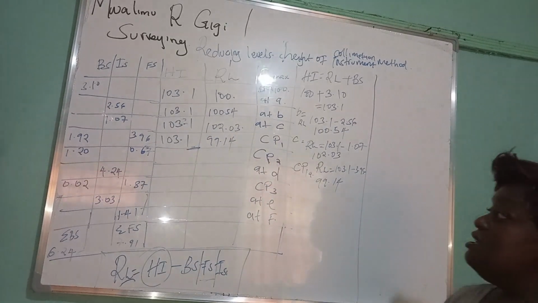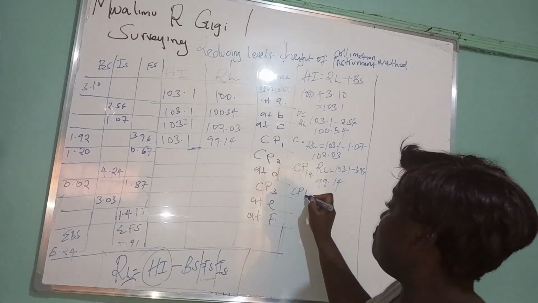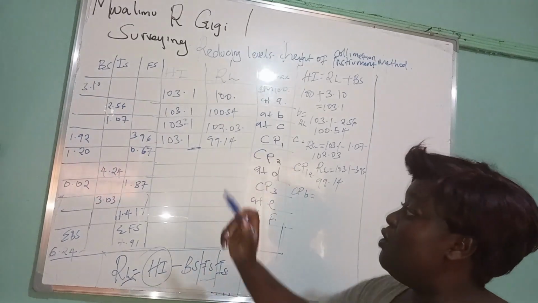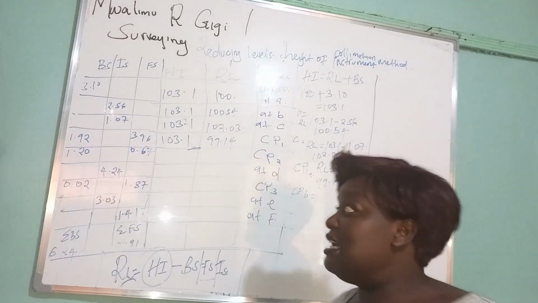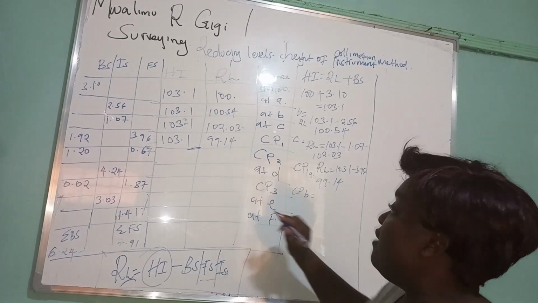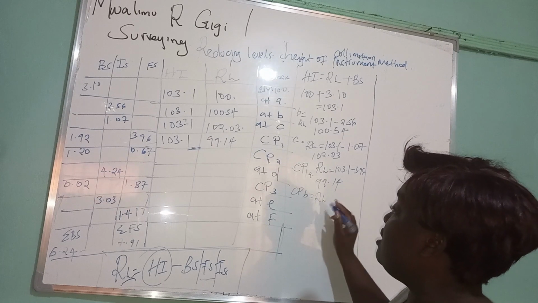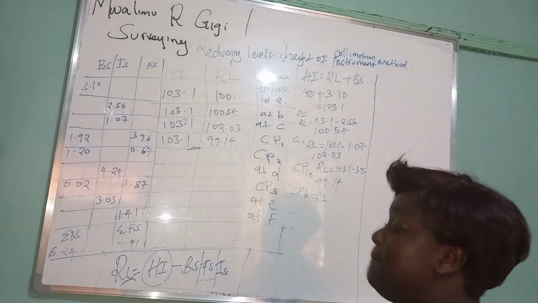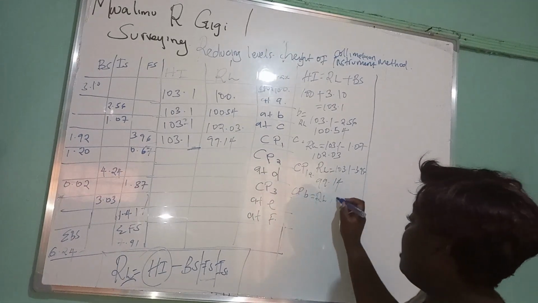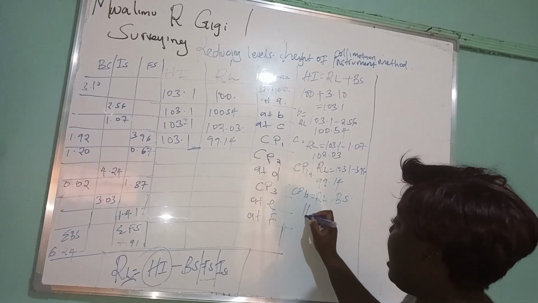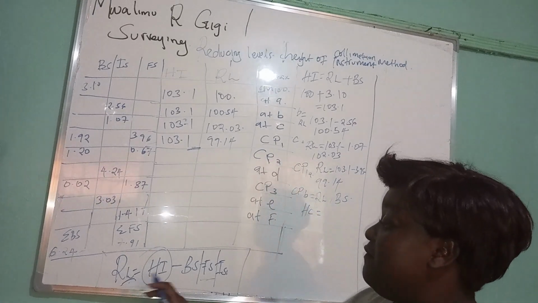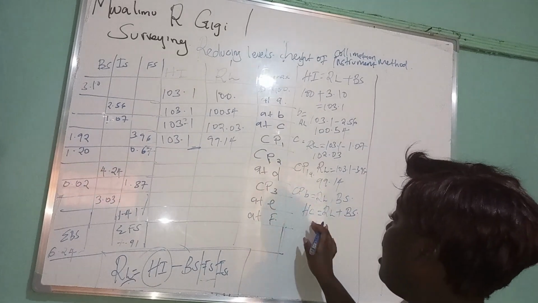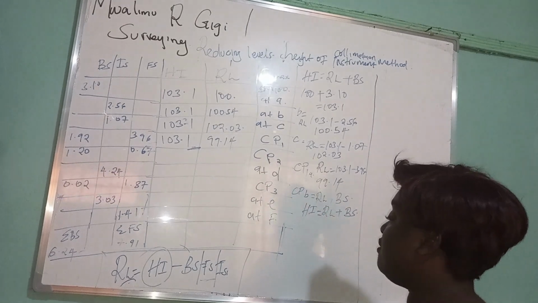99.14. So that is the reduced level. And at change point 1B, we want to get the height of collimation, because at the change point we have a foresight and a backsight. We have the reduced level and we have a backsight. So what is the height of collimation? It is reduced level plus backsight. So height of instrument is reduced level plus backsight.